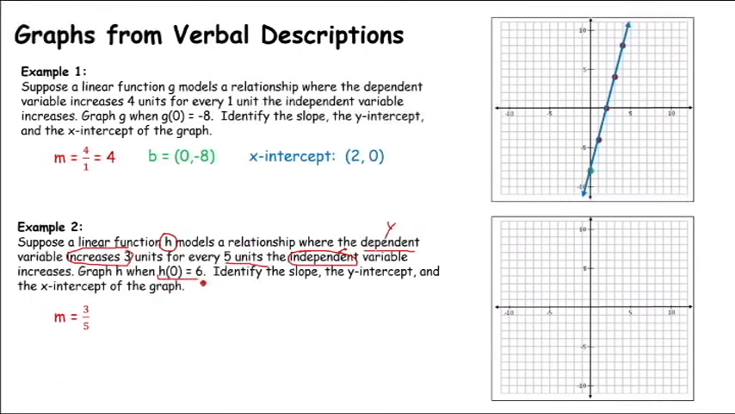Your y-intercept is also given. Graph h when h of 0 equals 6. So a 0 goes in, a 6 comes out. There's your y-intercept. When you go to graph, you start off at 6, you go up 3 and right 5, or down 3 and backwards 5, and you get your graph.